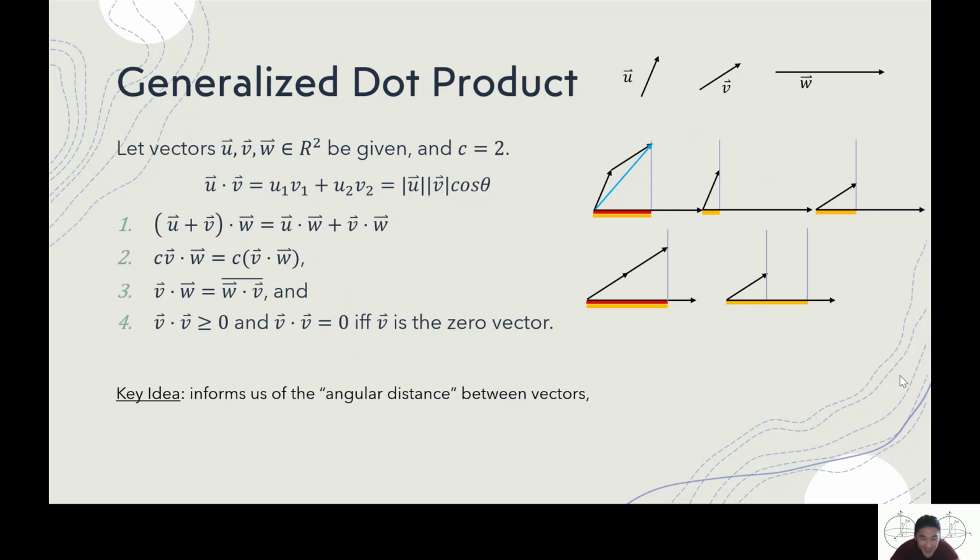So the key idea here is that the inner product informs us of the angular distance between vectors, or how much one vector kind of projects onto another. But we can think about this as how similar the vectors are.